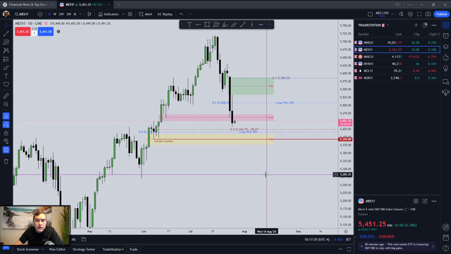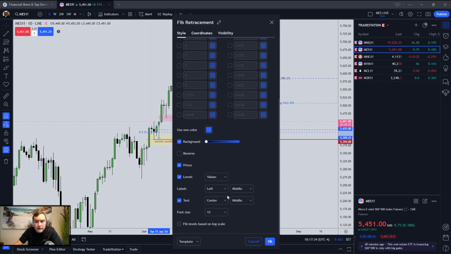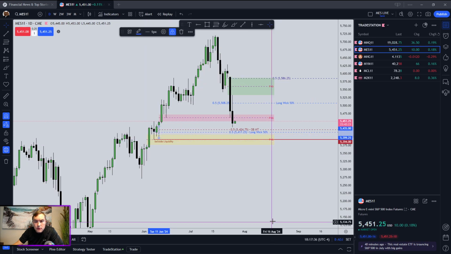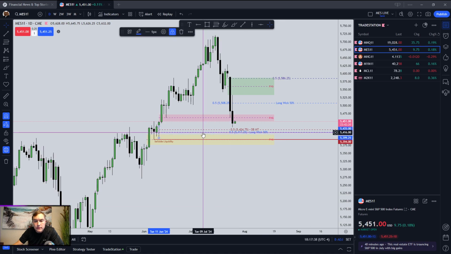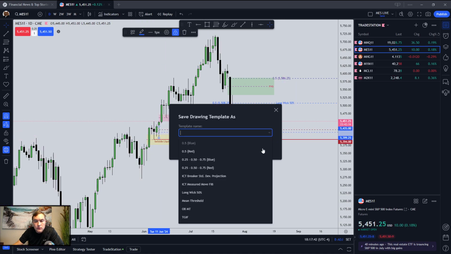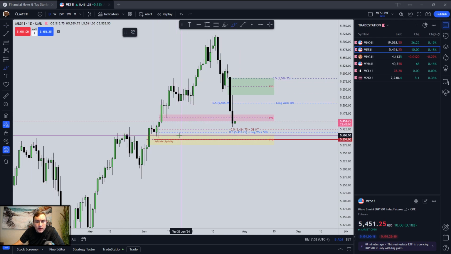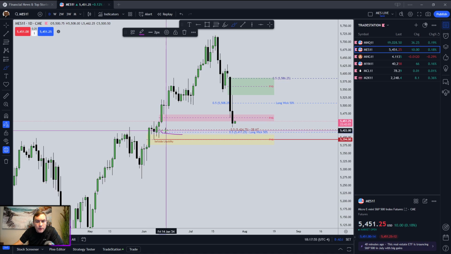In terms of the levels that I'm looking at here on the ES, I'm looking at a long wick inefficiency, which came back from this candle. I'm also looking at the mean threshold of these 2 black candles.